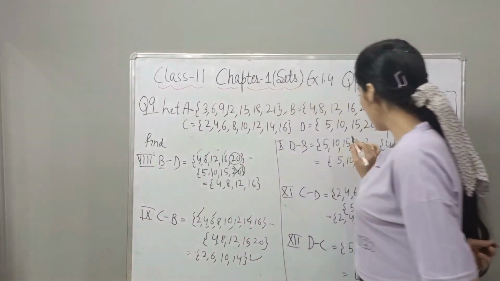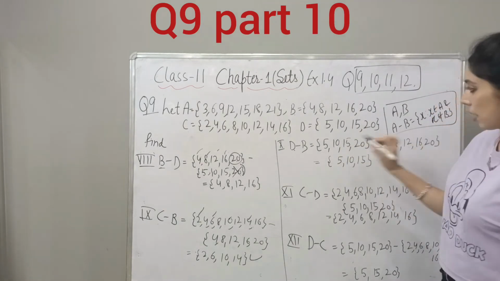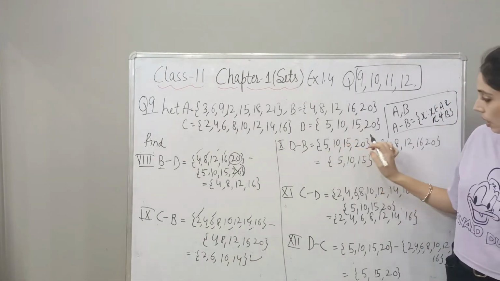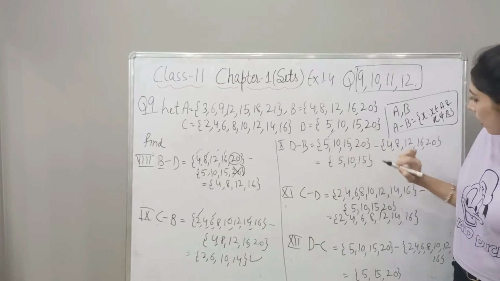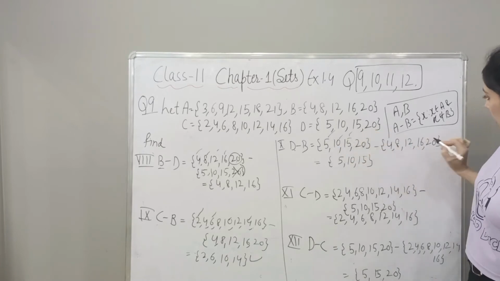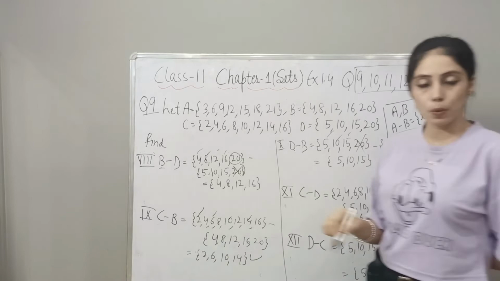Next is D minus B. D is this set and B is this set. We will write those elements of D which are not in this. So 5, 10, 15 because 20 is here. So 20 is excluded. Okay.